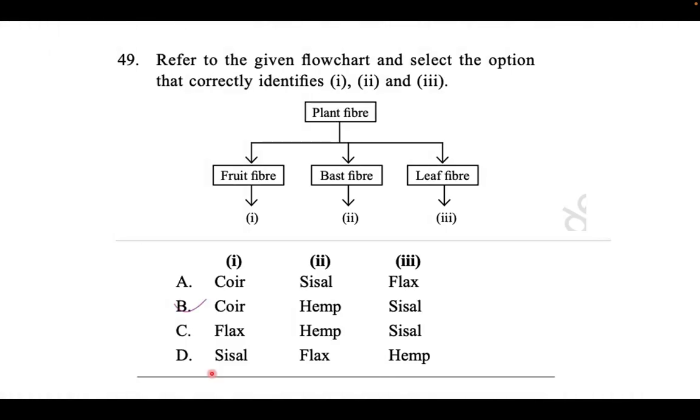Coir is a fruit fiber, hemp is a bast fiber, and sisal is a leaf fiber.